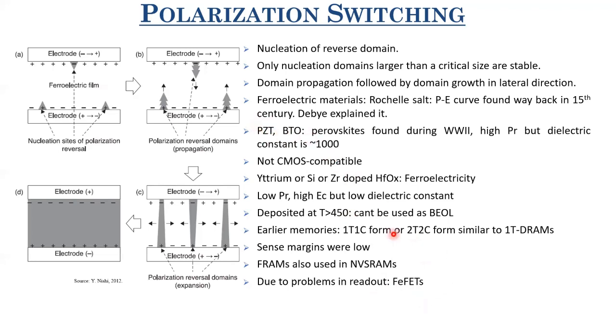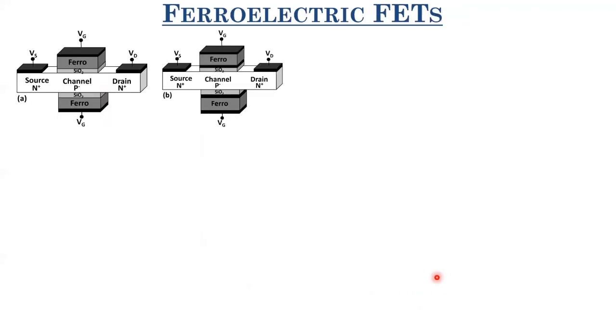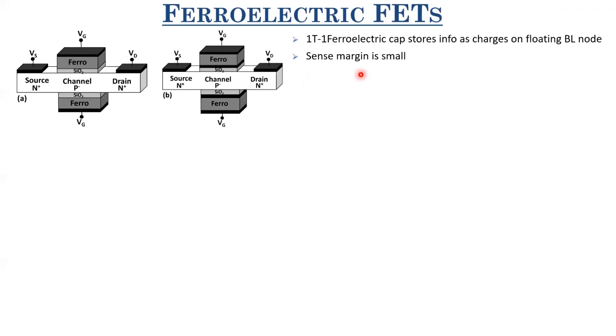It was only after doped HfO2 was discovered that people started thinking about FEFETs again. So what are FEFETs? As I told you, in 1T, one ferroelectric cap, the data is stored as charges on the floating BL node, and the sense margin is really small. So instead of that, people conceptualized the idea of the ferroelectric FET, where instead of sensing this charge, we would sense the current.